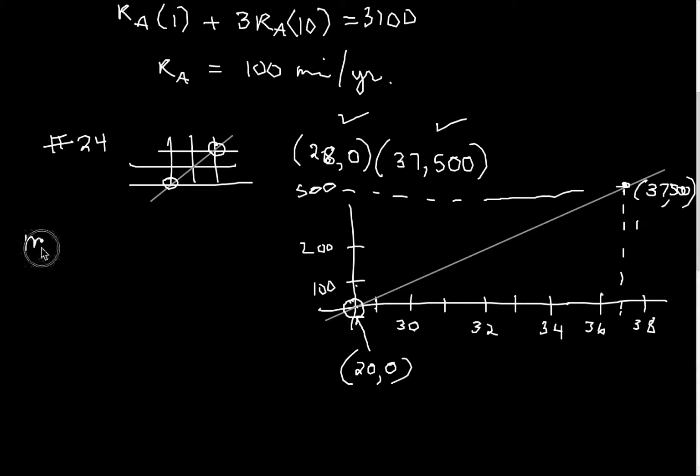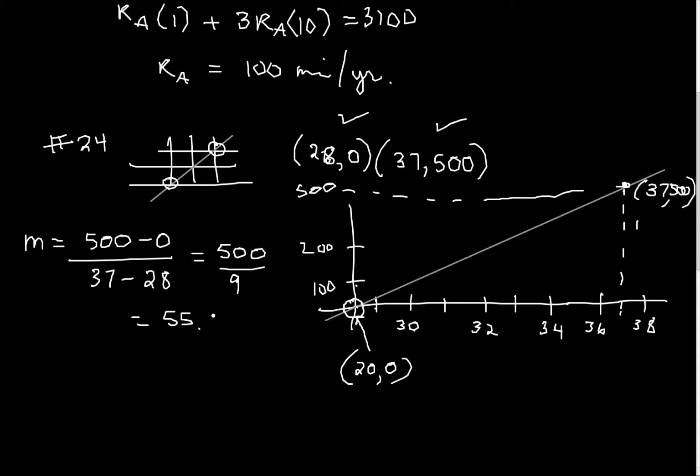Okay, once you get these 2 points, it should be really easy from there, because you get your slope. So it's going to be 500 minus 0 over 37 minus 28. So you just do the slope formula. Let's see. So you're going to get 500 over 9, and that's going to be your slope. And that ends up being 55.56.